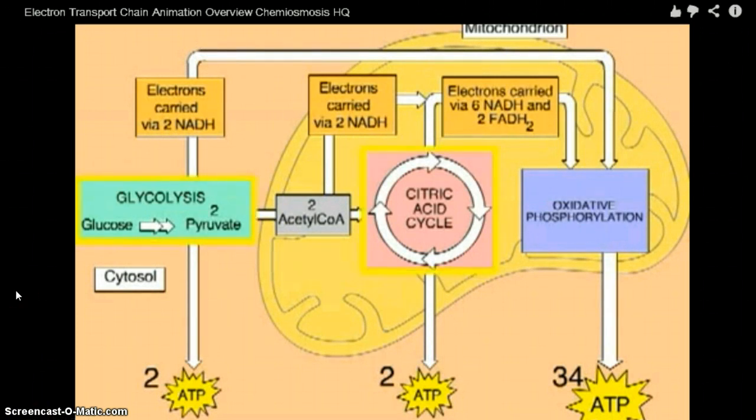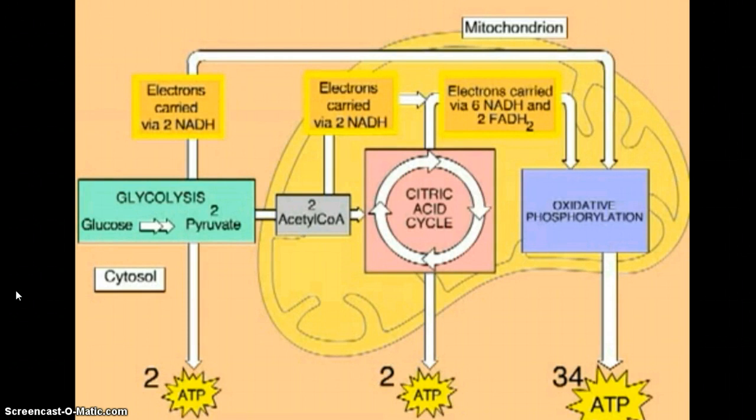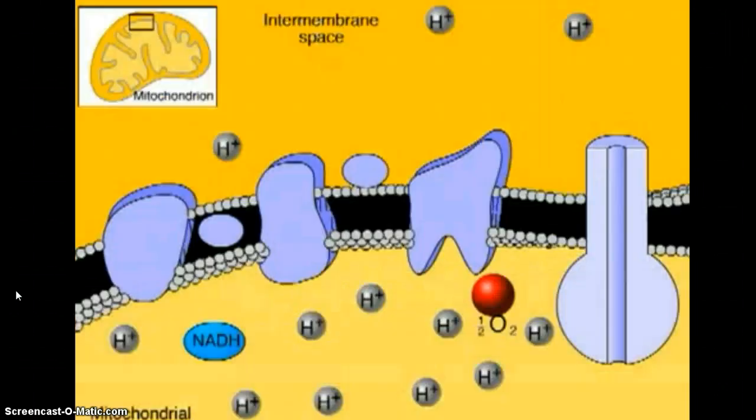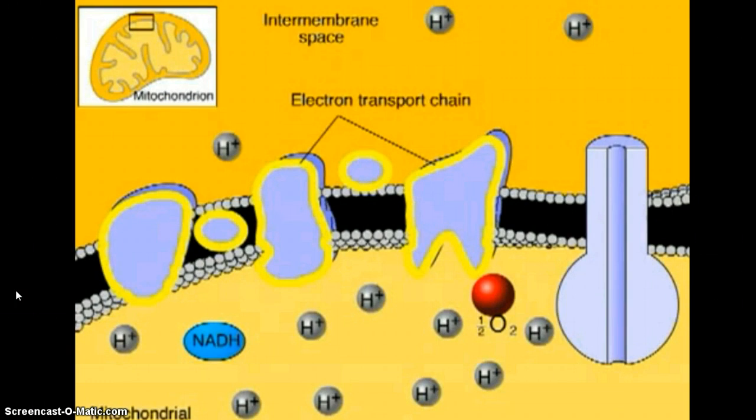Just keep in mind that for glycolysis, you need to know that 2 ATPs are made along with 2 NADHs. For the Krebs cycle, you need to know that 6 NADHs are made, 2 FADH2s, and 2 ATPs. So far we have 4 ATPs. And here's that electron transport chain.